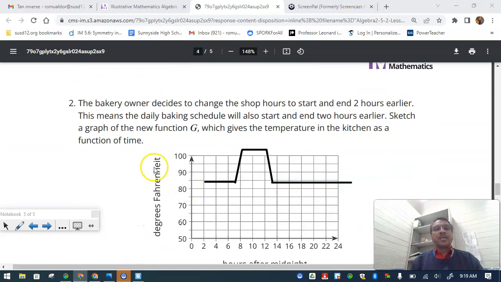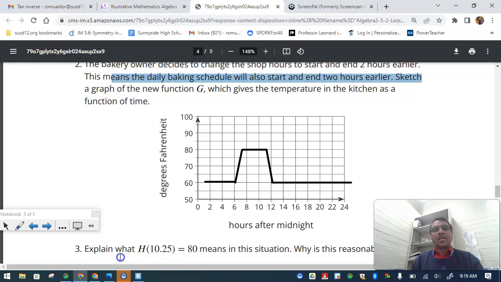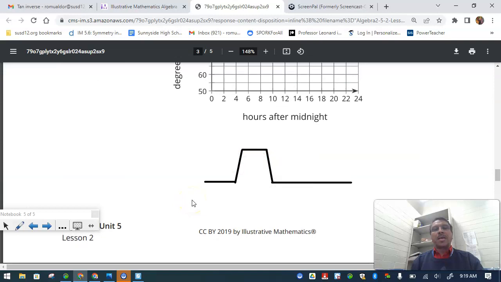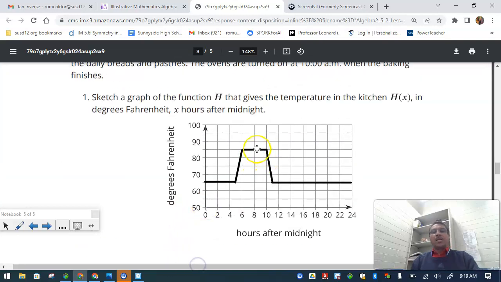the second question is: the bakery owner decides to change the shop hours, start and end 2 hours early. This means the daily baking schedule will also start and end two hours early. So how do you sketch this? I'm going to keep this as the original one. I'm going to use the old one because this doesn't show. So let me go back here. Okay, so this was the original.